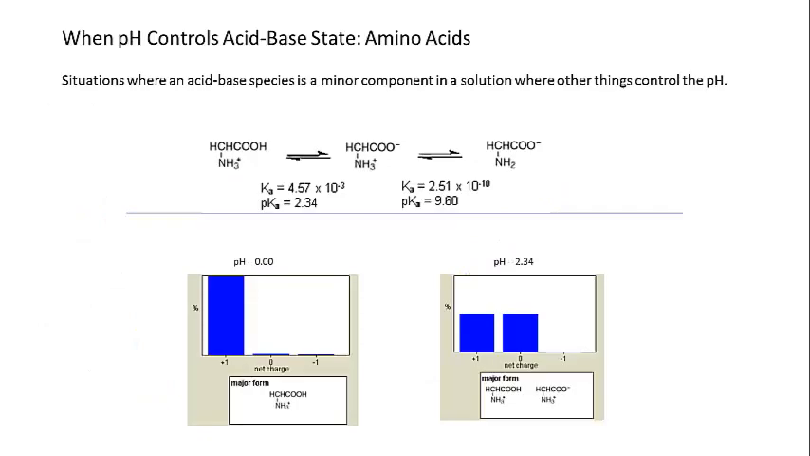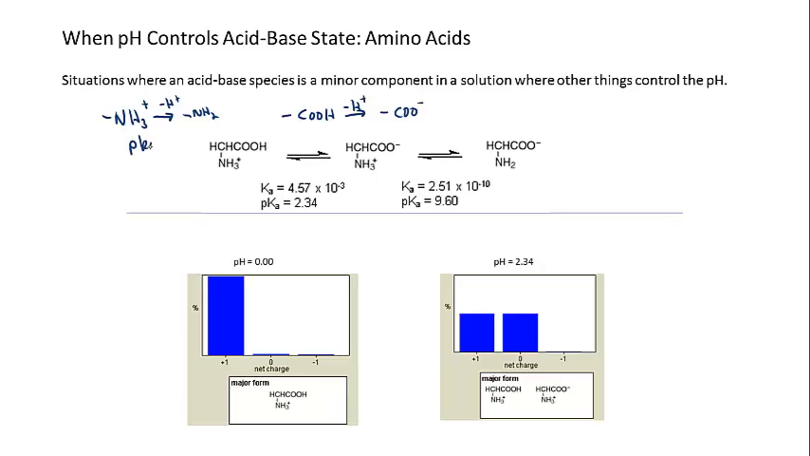Okay, our last subject we're going to talk about is amino acids. Amino acids are diprotic acids, and there are two acid groups on most amino acids. One acid group is an NH3 plus group, which loses a hydrogen ion to make an amine group. The other is a carboxylic acid group, COOH, which loses a hydrogen ion to make a carboxylate group, COO minus.